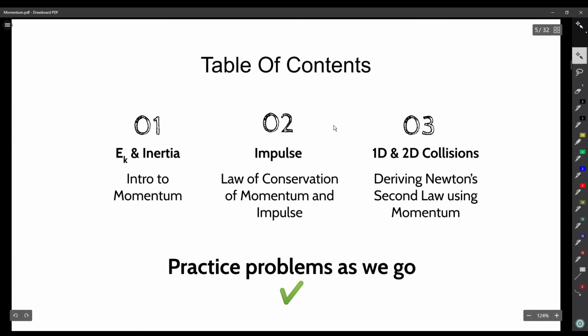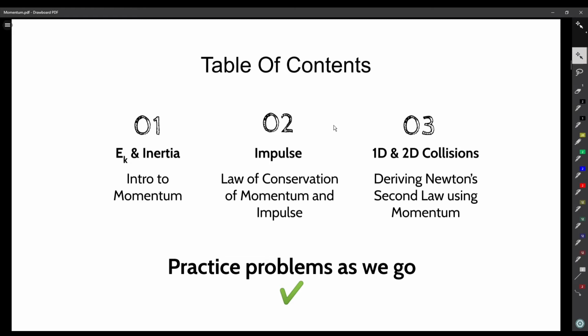All right, table of contents, let's go. First of all, we're gonna start with an intro to kinetic energy, just a little review, and touch upon inertia. So this will be the entire intro to momentum. Then we'll go on to impulse, which is talking more in depth about the law of conservation of momentum and how it relates to impulse, what exactly impulse is, and how we apply it. The last thing we'll be doing is 1D and 2D collisions.